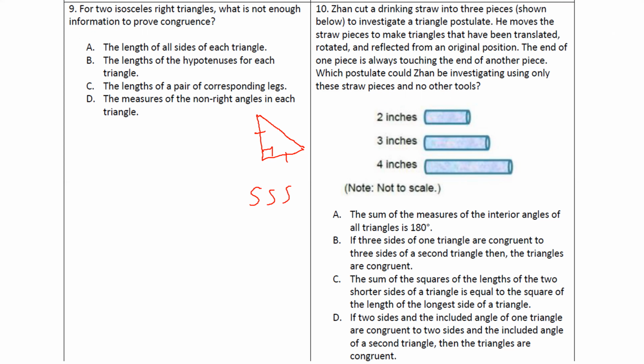So looking at what they gave us, we already know that in every single one of these, we're dealing with a right triangle, and the legs are congruent. For part A, the length of all the sides. Well, that's SSS. We knew all the sides. We definitely know they're congruent. B is a little bit tricky. The length of the hypotenuse for each triangle. All right. Well, if I had the same hypotenuse in both triangles, could I have different length legs?